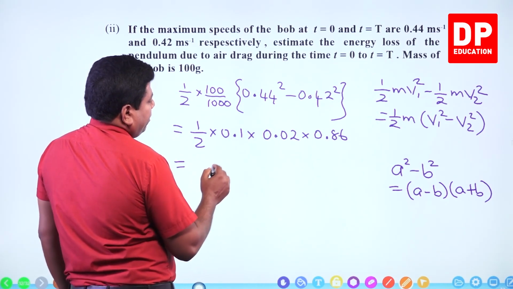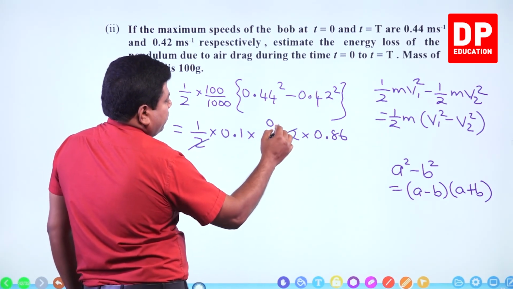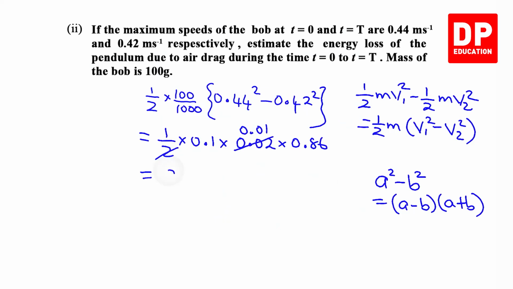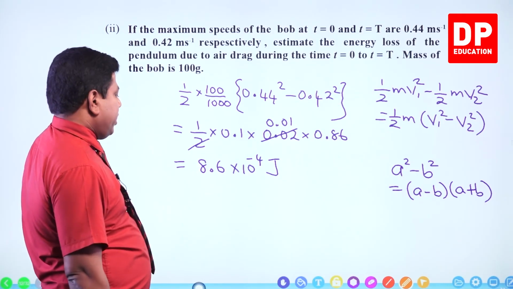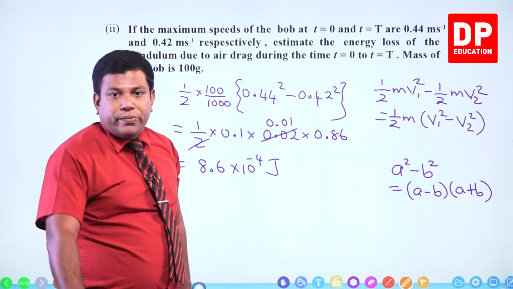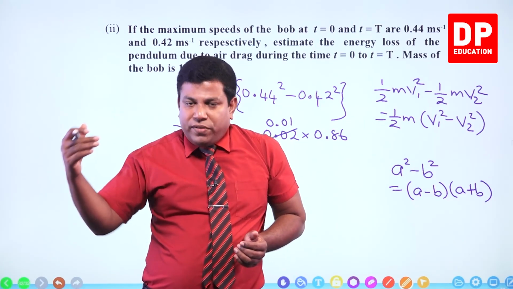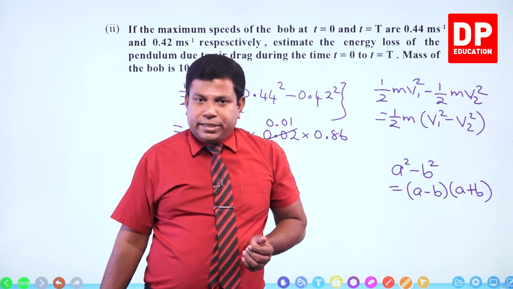So it's going to be 0.01, so 1, 2, 3 decimals here, 8.6 into 10 to the power minus 4 joules. That much energy loss is there compared to the first case to the second case.